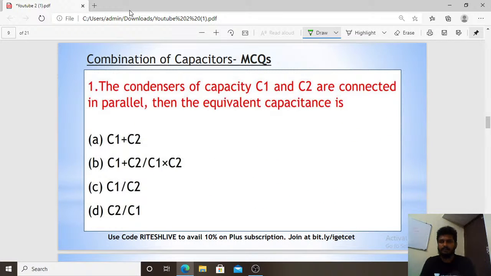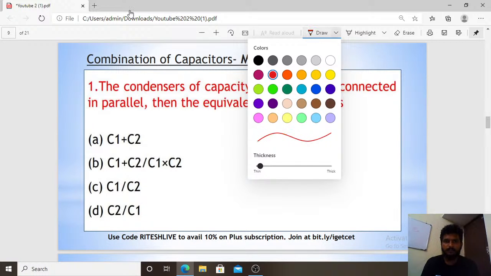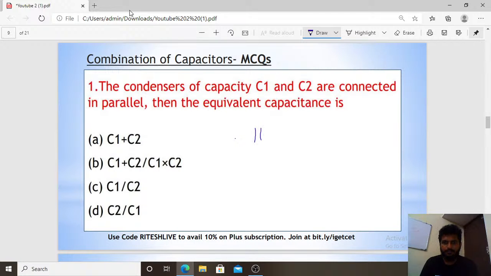Okay, one second. Yes, MCQ starts from here. When capacitors C1 and C2 are connected in parallel, what is the equivalent capacitance? So you can comment there regarding the options. Two capacitors which are in parallel, like this, right? So these are in parallel, like C1, C2. When these two are in parallel, what is the equivalent capacitance?